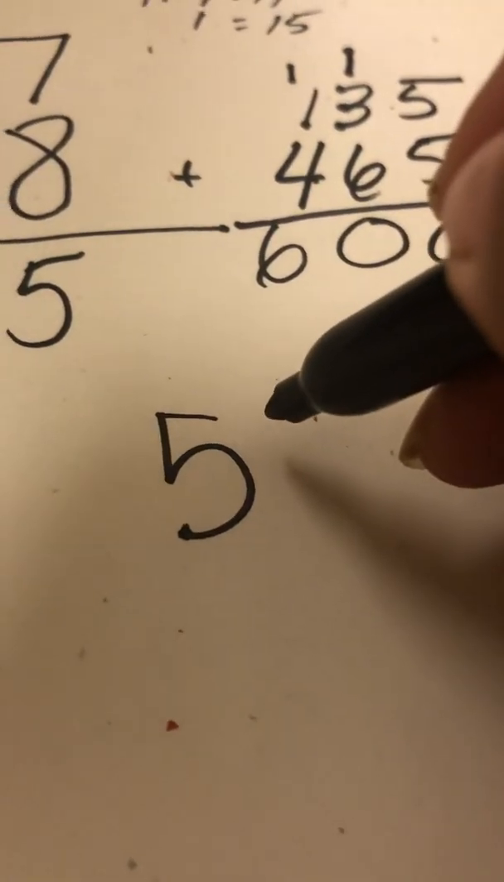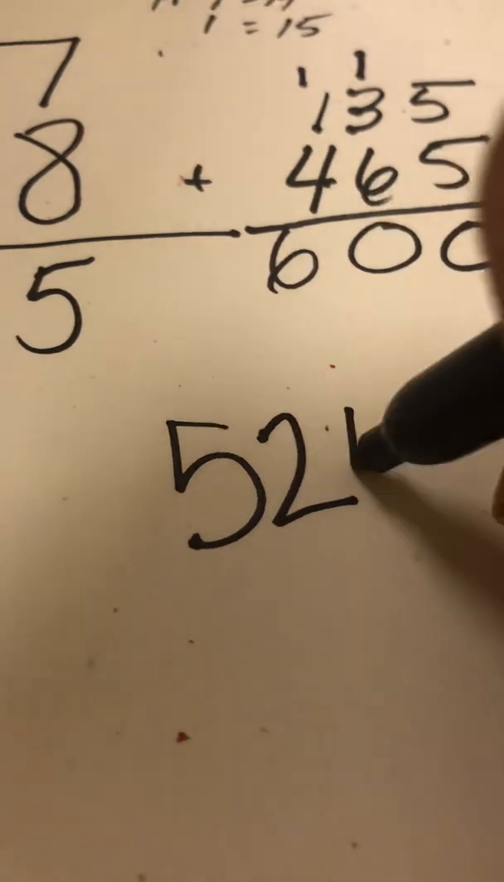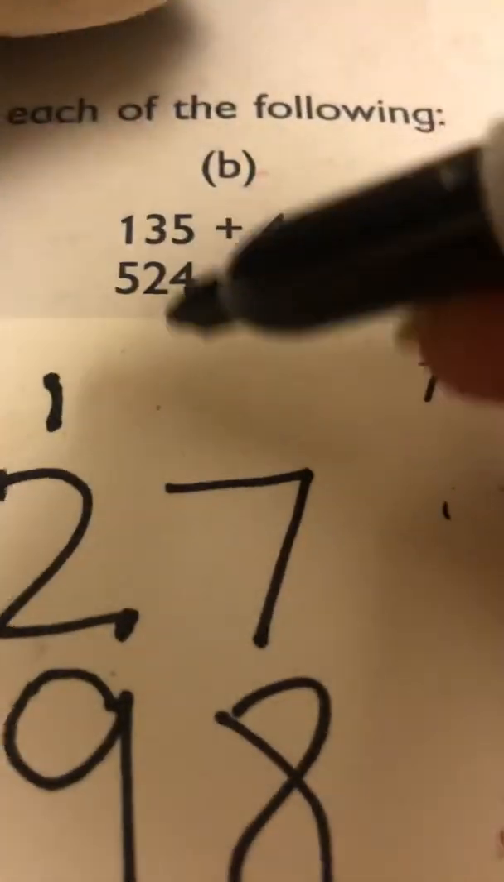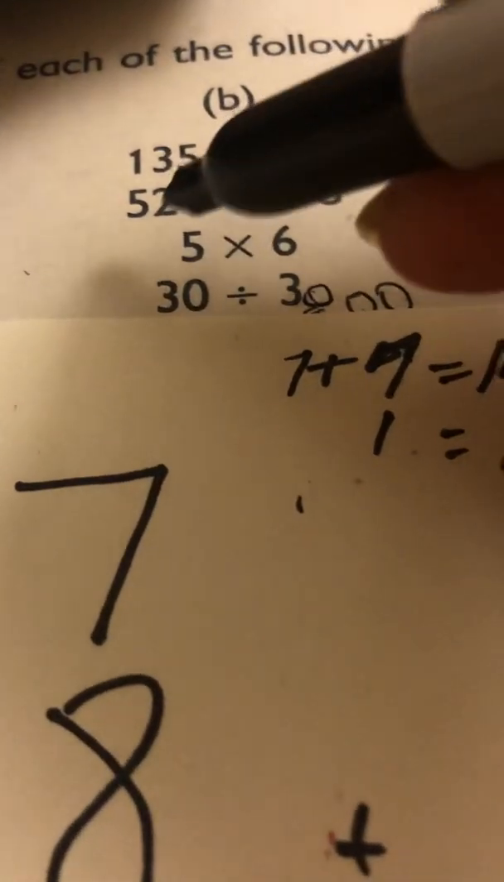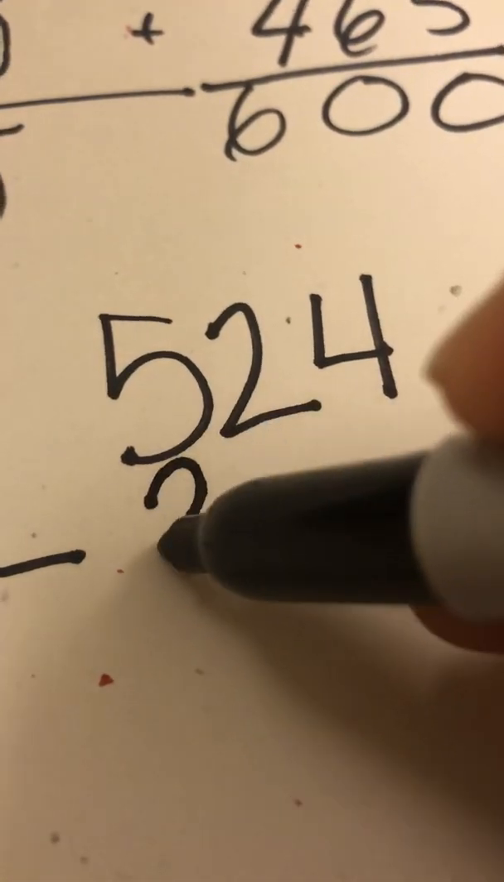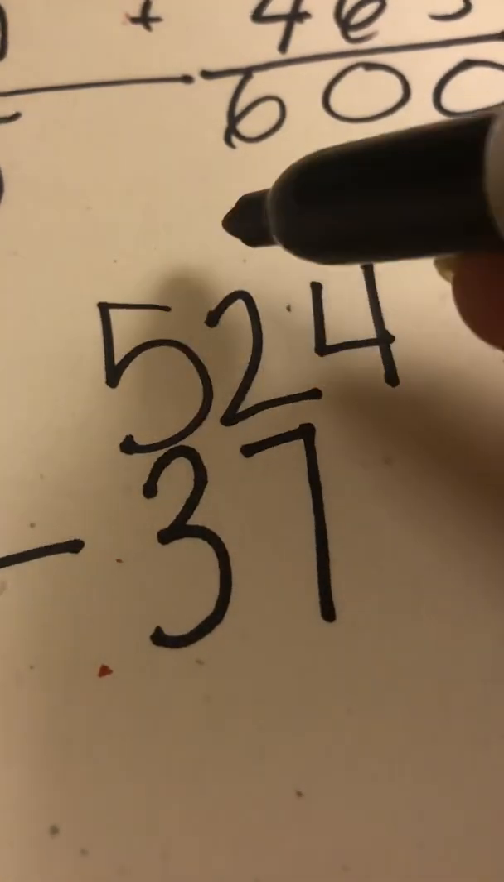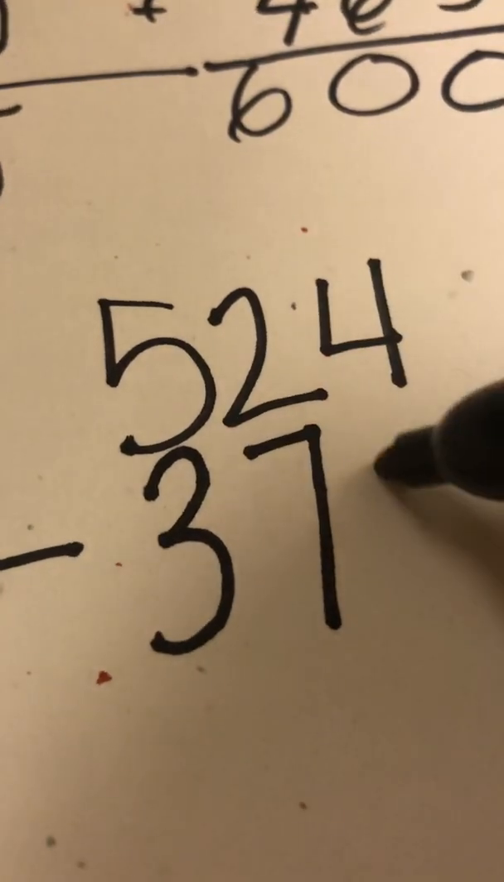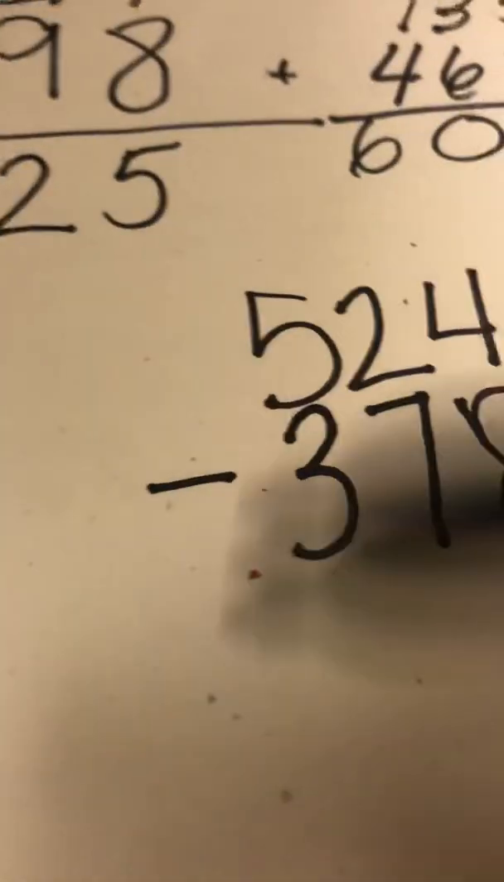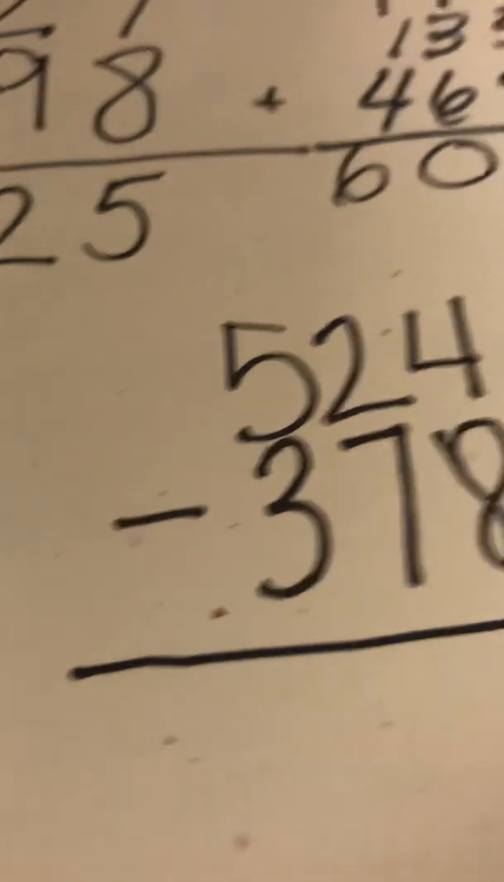So 500, look how neatly I'm writing it. 524, did I do that right? Yes. Minus 378. Make sure I'm doing the numbers correctly. The 3 goes under the hundreds place. The 7 is in the tens place. And 8 goes in the ones place. Now Ms. Hinton did this very neatly.